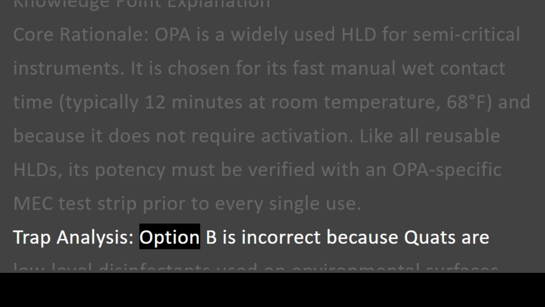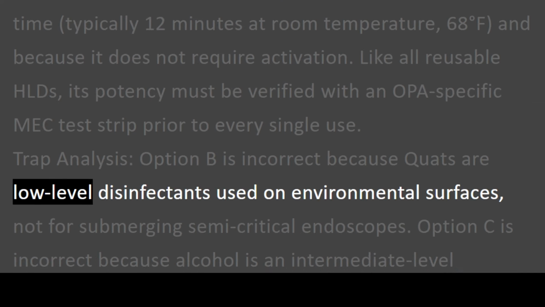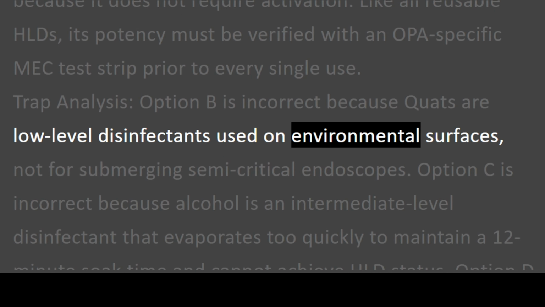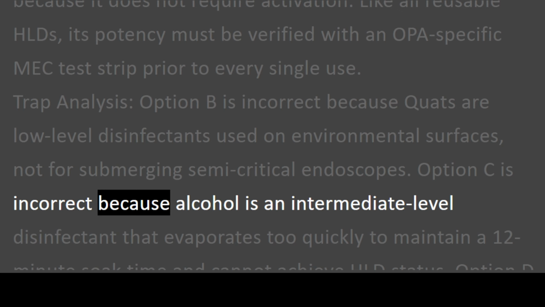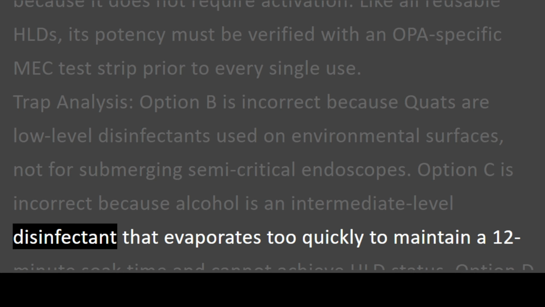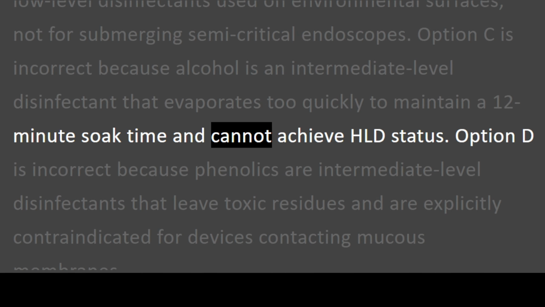Trap analysis. Option B is incorrect because quats are low-level disinfectants used on environmental surfaces, not for submerging semi-critical endoscopes. Option C is incorrect because alcohol is an intermediate-level disinfectant that evaporates too quickly to maintain a 12-minute soak time and cannot achieve HLD status.